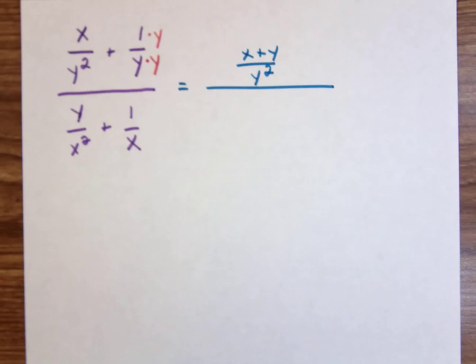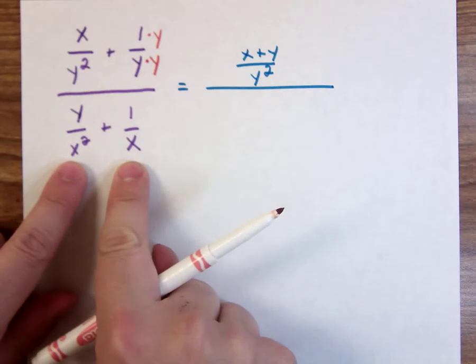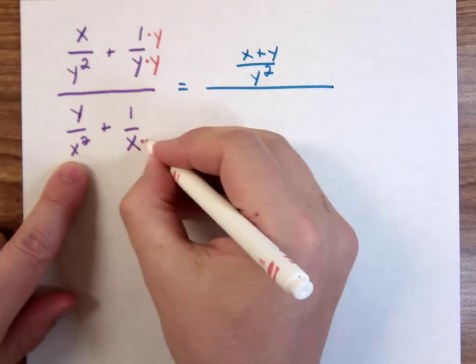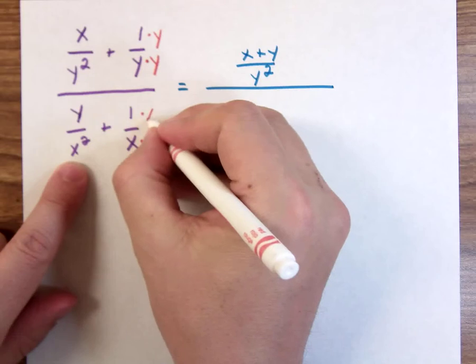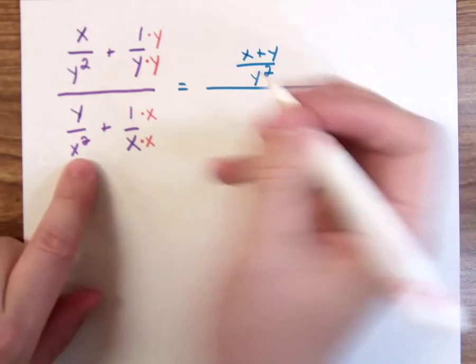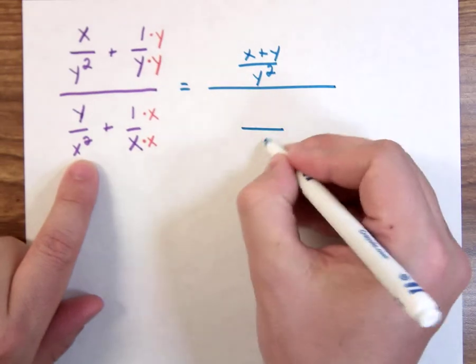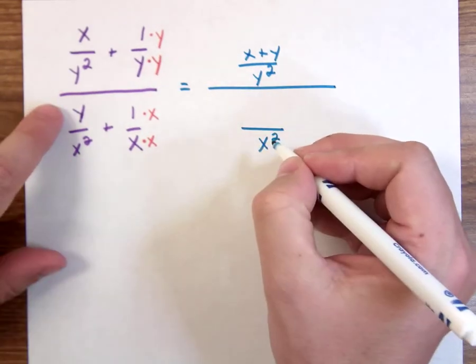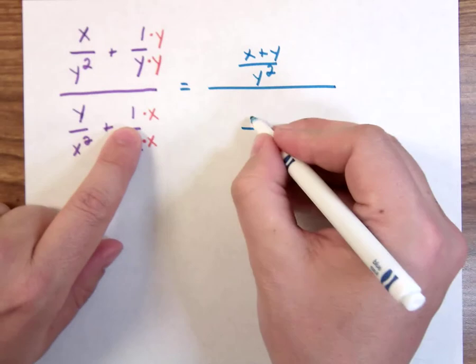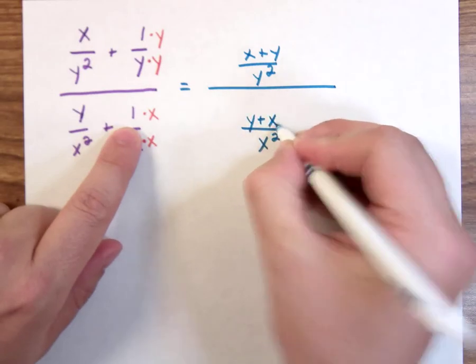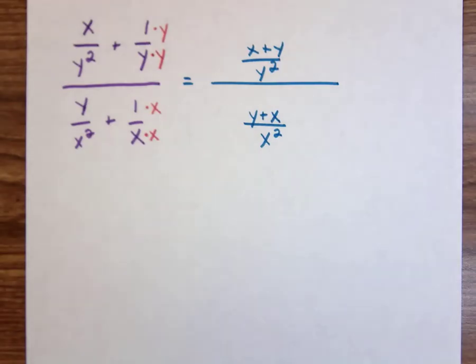I need to do the same thing on the bottom. What will the common denominator on the bottom be? X squared. So I need to multiply this by x and multiply this by x. Now they have the same denominator of x squared. So when I add them together, y plus 1x. And now it still looks disgusting, but certainly looks less disgusting.